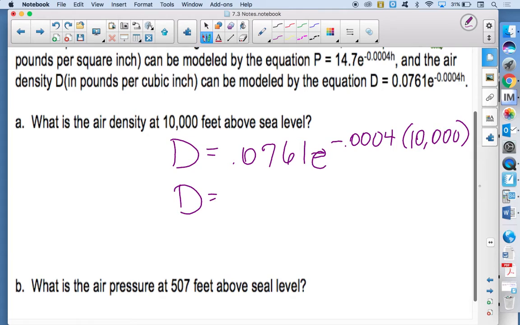Sam, do you have a number? No. Oh, okay. Working on it. Sarah? Would it be 0.0019? 3.9. Okay. And air density is measured in pounds per cubic inch, or inch cubed.